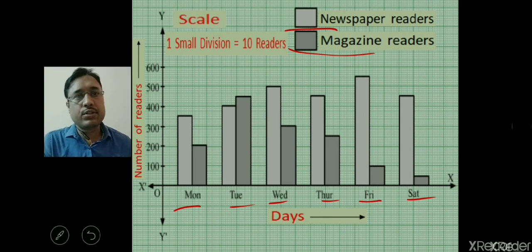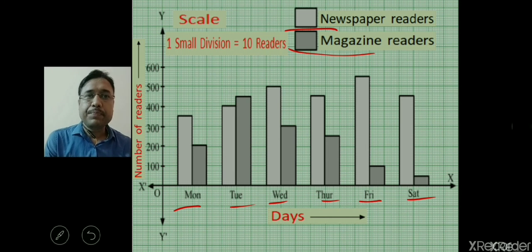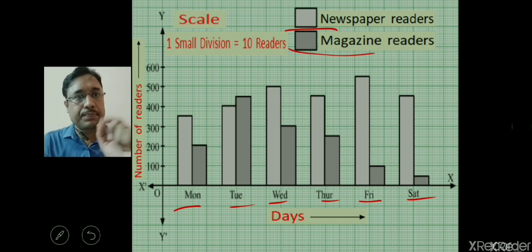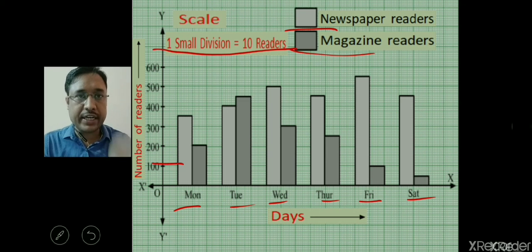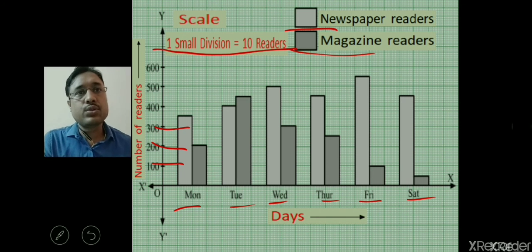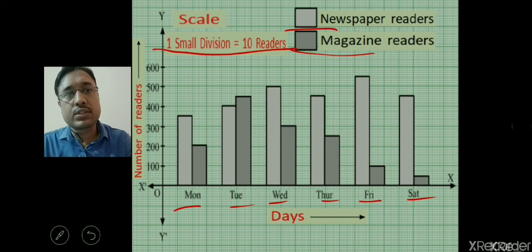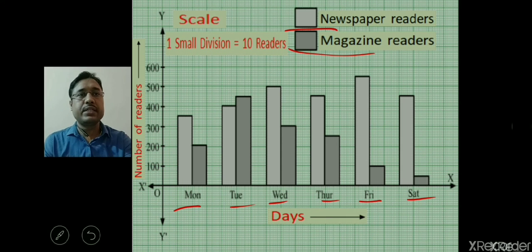So newspaper readers you can see on Monday, as in the question it is shown, it was 350, and the magazine readers was 200. Here I have taken an appropriate scale, that is one small division equals 10 readers. Then obviously 10 small divisions will be 100 readers, and that is shown by this. Then again 10 small divisions, so it is 200. Again 10 small divisions, it is 300. So this way it is showing that one small division equals 10 readers, means 10 small divisions take 100 readers.